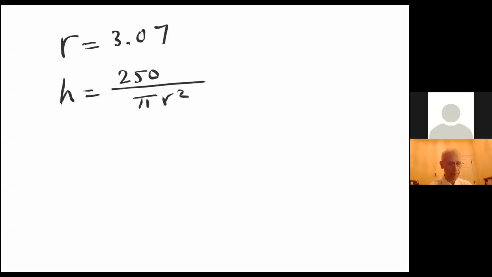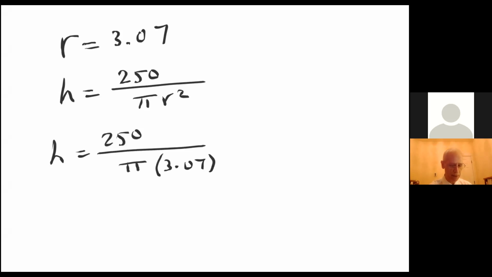Okay, good, it is connecting, and here it is. So now that I found out based upon my graph that r equals 3.07, we already figured out that h equals 250 over pi r squared. And so h equals 250 over pi times 3.07 squared, and that gives me roughly 8.443. I hope you enjoyed this example and talk to you soon. Thank you.